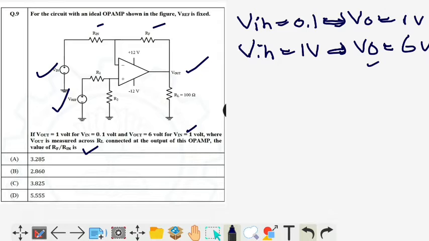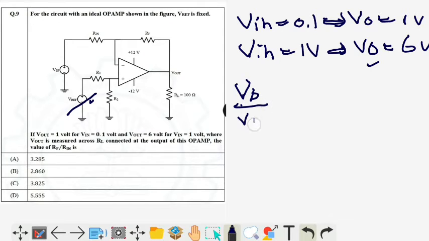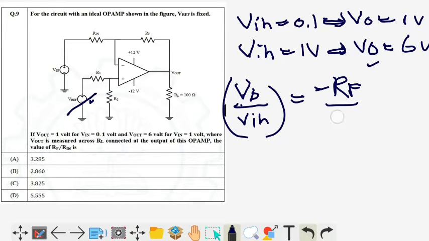Let's remove all these things here. First we take Vref as 0. Now Vref is 0, so only Vin is present. If Vin is present, then what is Vout? Vout by Vin is minus RF by Rin. This is the standard formula that we know.